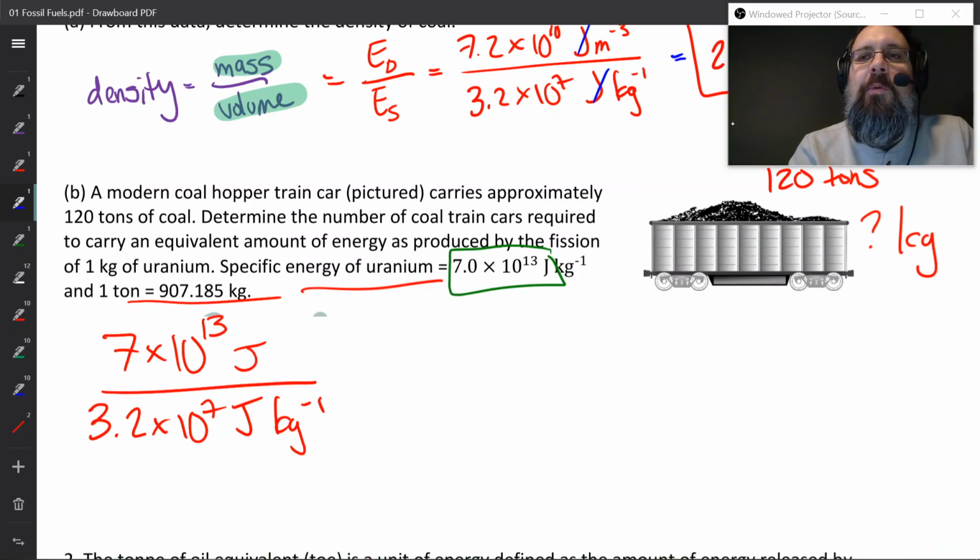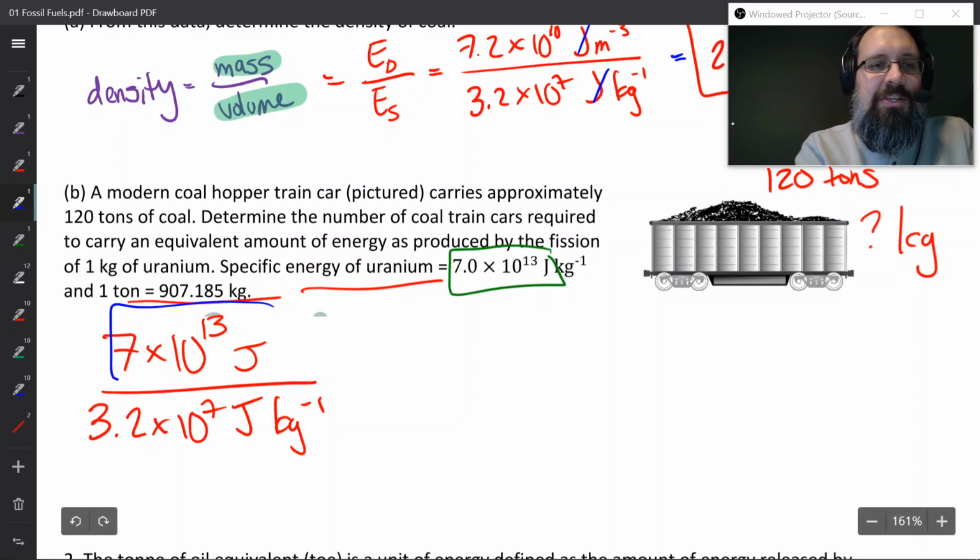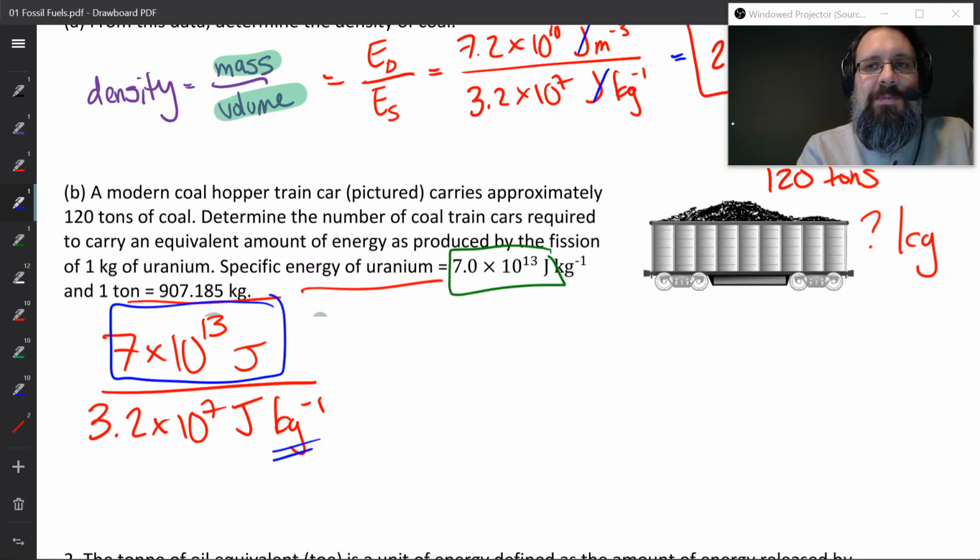All right, so here's what we know. If we fission a kilogram of uranium, this is the amount of energy that we have, and we're trying to figure out, if each kilogram of coal gives us 3.2 times 10 to the 7, how many kilograms of coal are we going to need to get the same amount as 1 kilogram of uranium? That's what this ratio sets up for us. If we get 70 trillion joules of energy divided by 32 million joules for each kilogram of coal, how many kilograms of coal would this be?